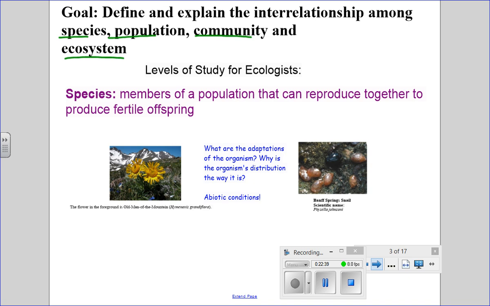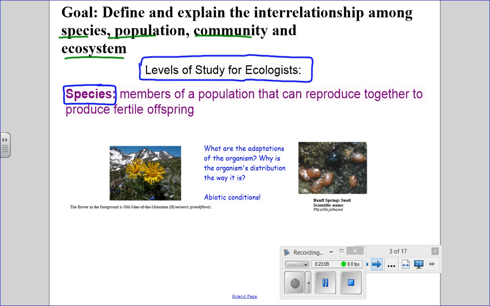The reason that we'll talk about these 4 words is because they are different levels that an ecologist could study to figure out how biotic and abiotic factors are affecting the growth and the distribution of either one organism or a whole group or a whole species. So we will start with species. The overarching topic here is levels of study for ecologists.